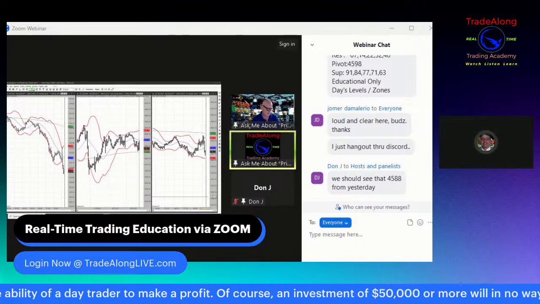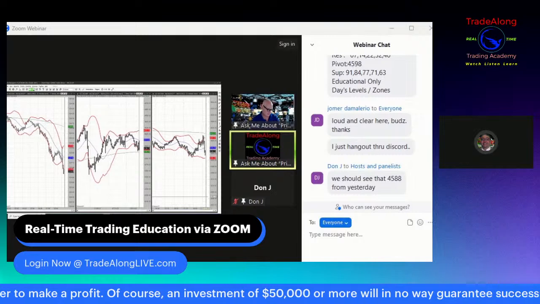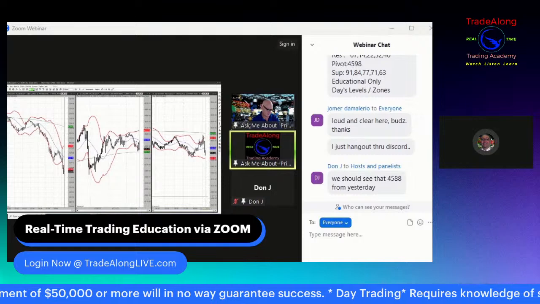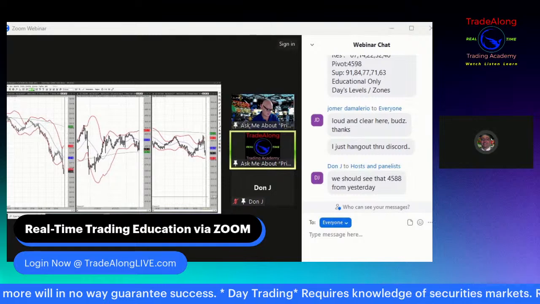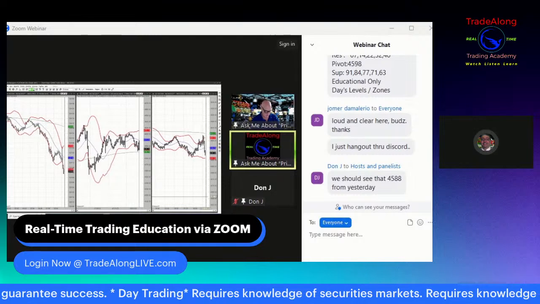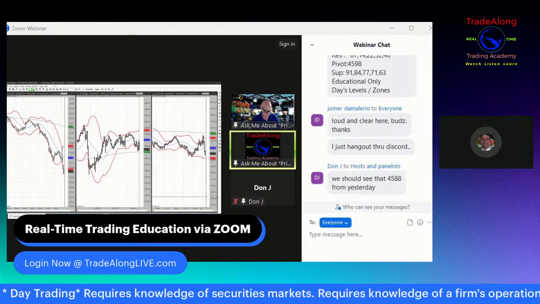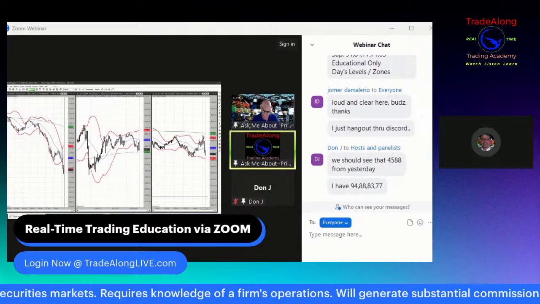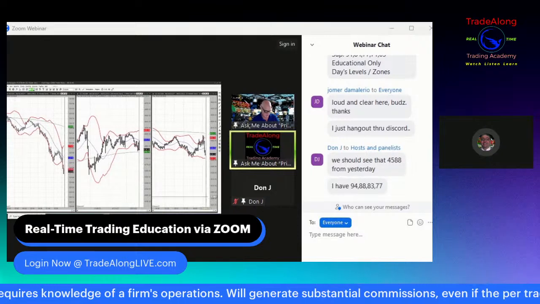We see here the market drift down really quickly, and it got down to 93 and change. It popped back up a bit. We have 91. We'll see where that's going to go, if anywhere.